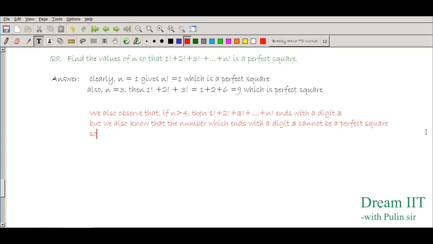So you write, therefore, the above sum can be a perfect square if n equals 1 or n equals 3. So that's the answer here, by the general observation which we did even from class 8.